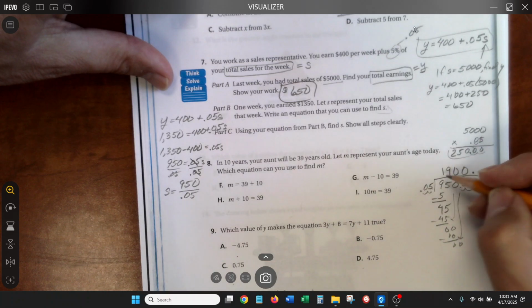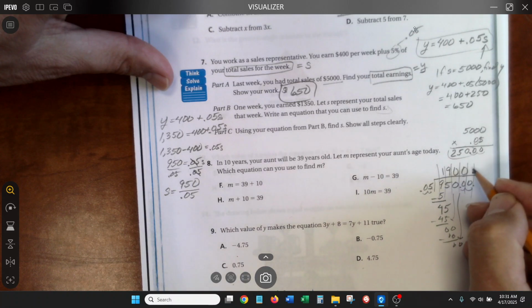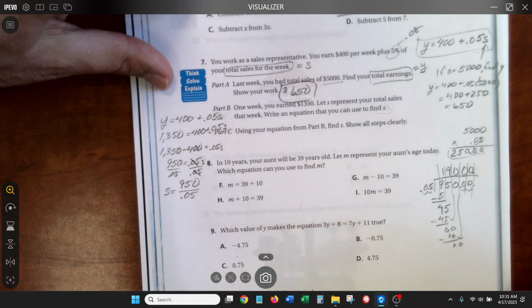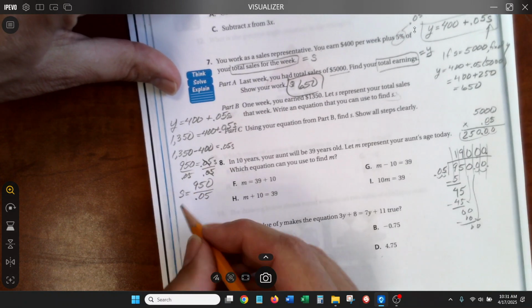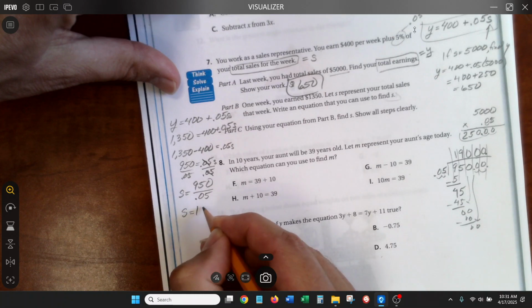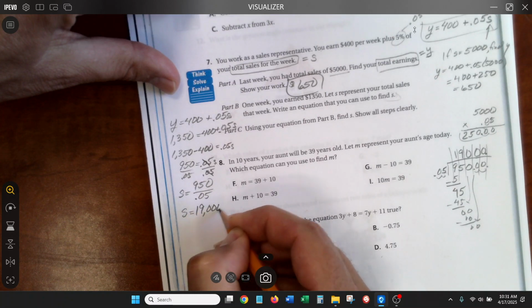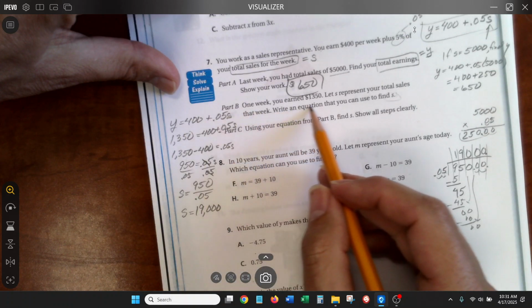Make sure our place values are lining up. We've got to be careful when long dividing, right? So we need one more 0 here. And now this is 19,000, remainder 0. 19,000 is our sales. 19,000. And that's the answer to part B.